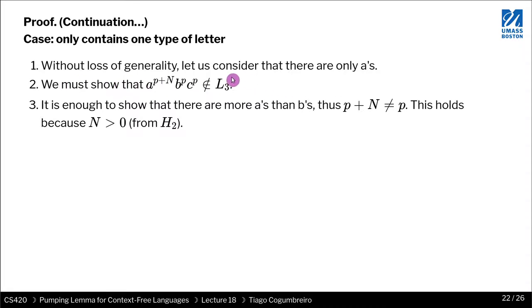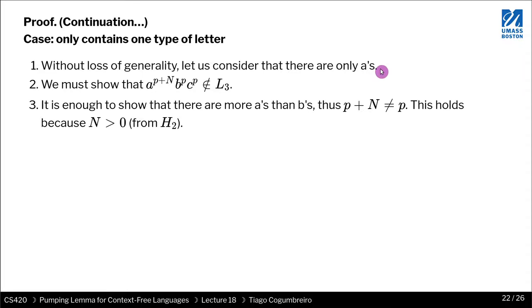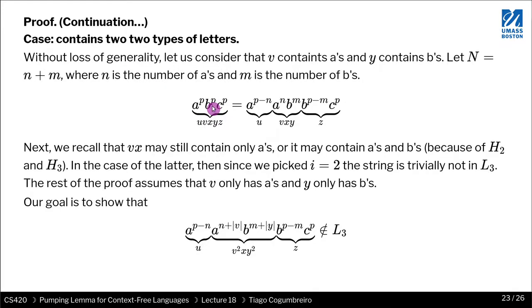So without loss of generality, we can just pick one of the letters. We'll pick that it only has a's, and for this we'll only consider a's and b's, and the remaining cases are all the same as these two. So let's assume that it only has a's. What we need to show is that p plus n, where n is what is being pumped, does not belong in L3. As you might imagine, this proof is very similar to what we do when we prove that a^n b^n is not in the language. It's the same proof. n is greater than 0, which means that you're going to add a non-zero amount here, which is going to differ from these two powers. So that's going to be the easy case.